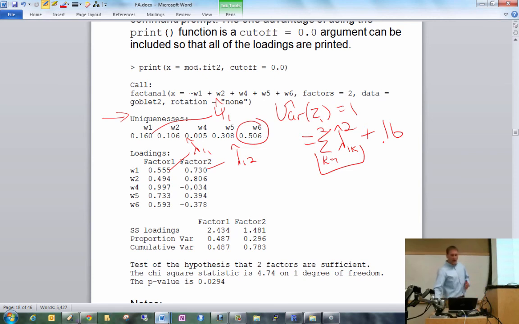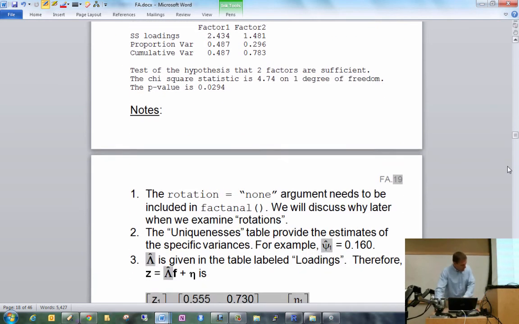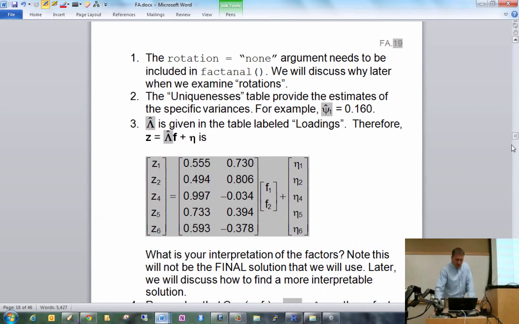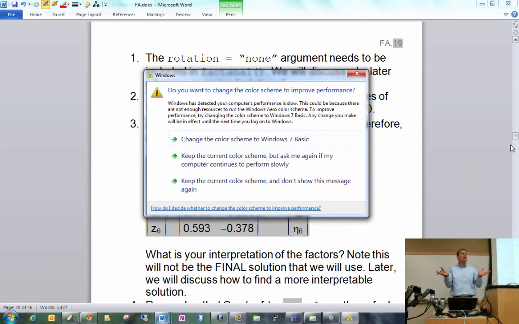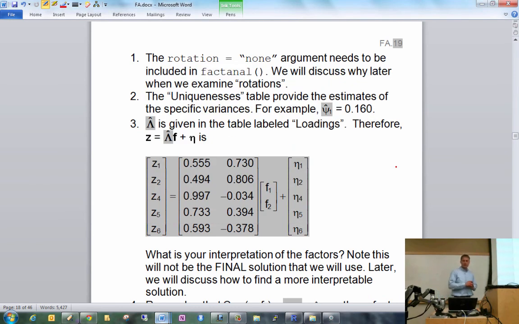So then what is our factor analysis model? This is what's shown on page 19. I simply took all those lambda hats and put them into this structure here. A common question for me on a test will be: estimate the model with a certain number of factors and then write out what that estimated model is. This is how you would do it. So that's my estimated model.